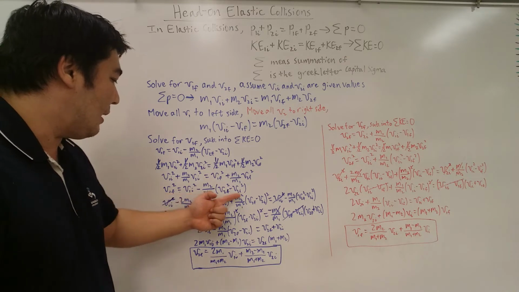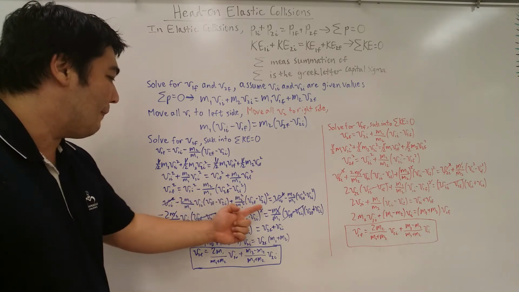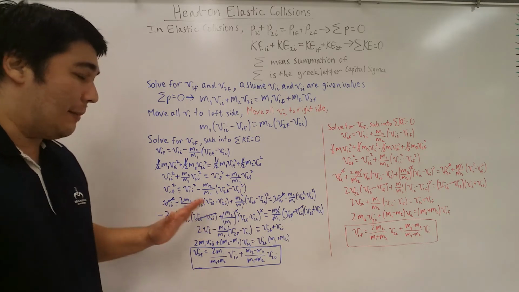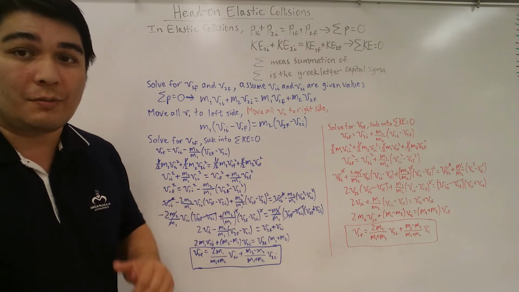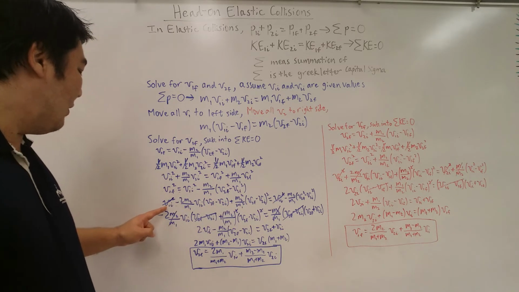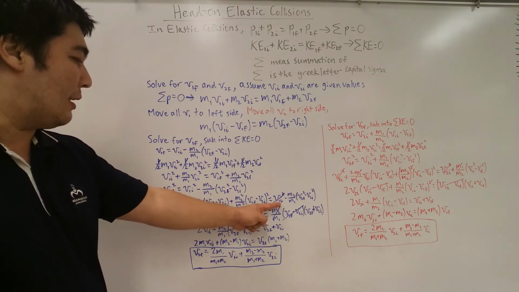And notice this area right here, that what I wrote here is exactly what I wrote over here when I plugged it in. I'm not going to read this whole line to you. But once I got all of this done, I noticed that I have V1 initial squared on both sides of the equation.